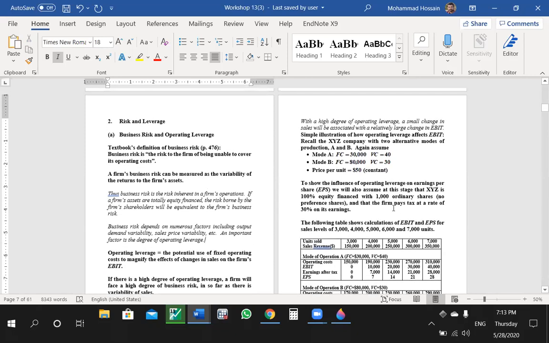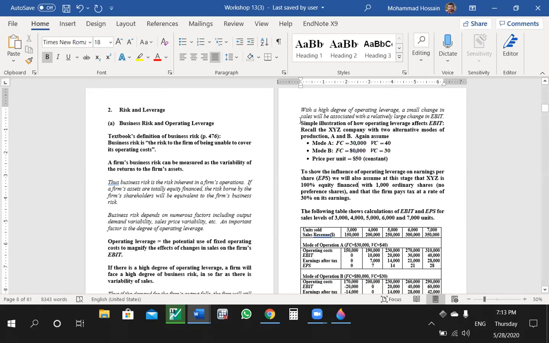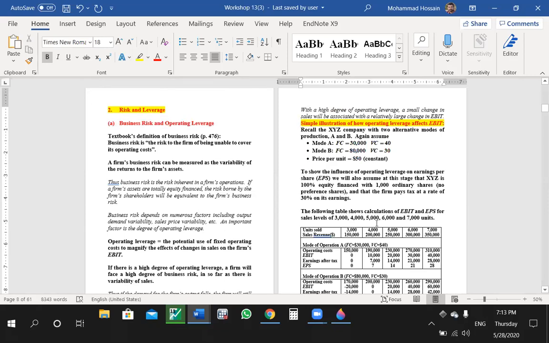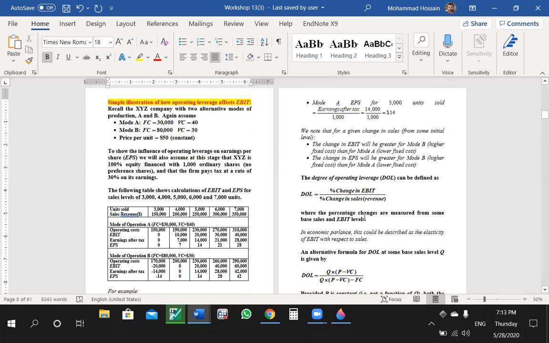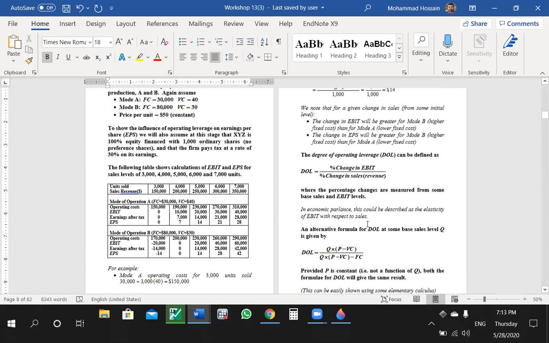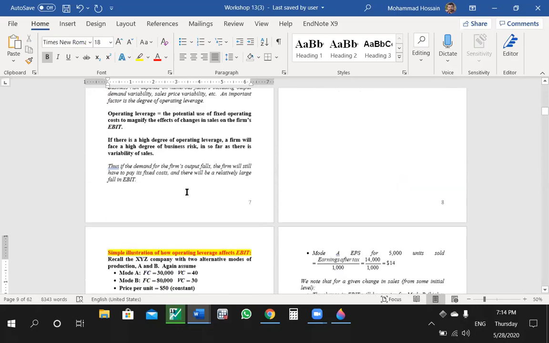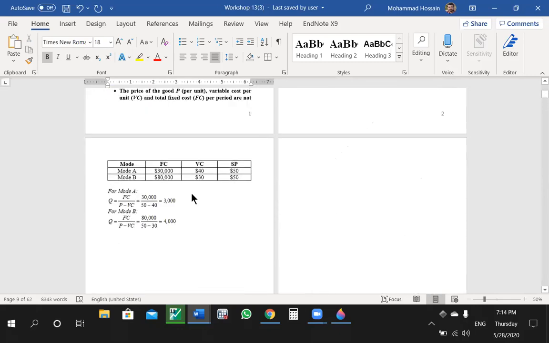And this is an example they gave you, with illustrations in here. Let's look at the example and what they want to say. Recall the XYZ, the same company, mode A, 30,000, same thing in here. So let's bring up the table we just created.